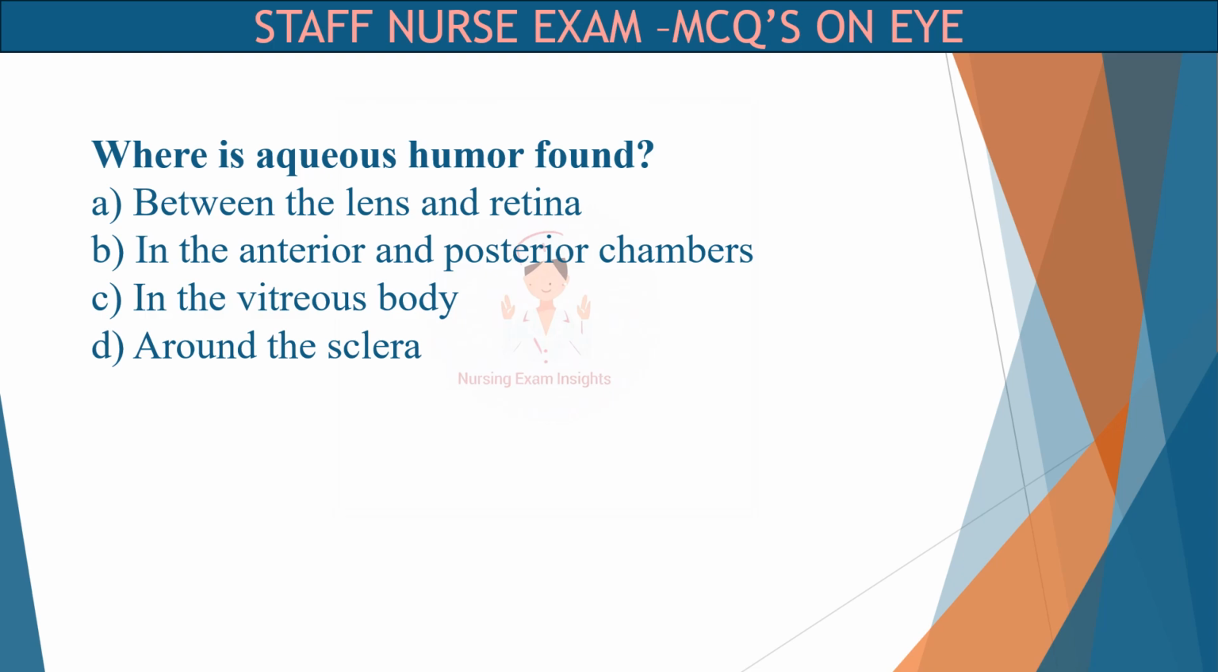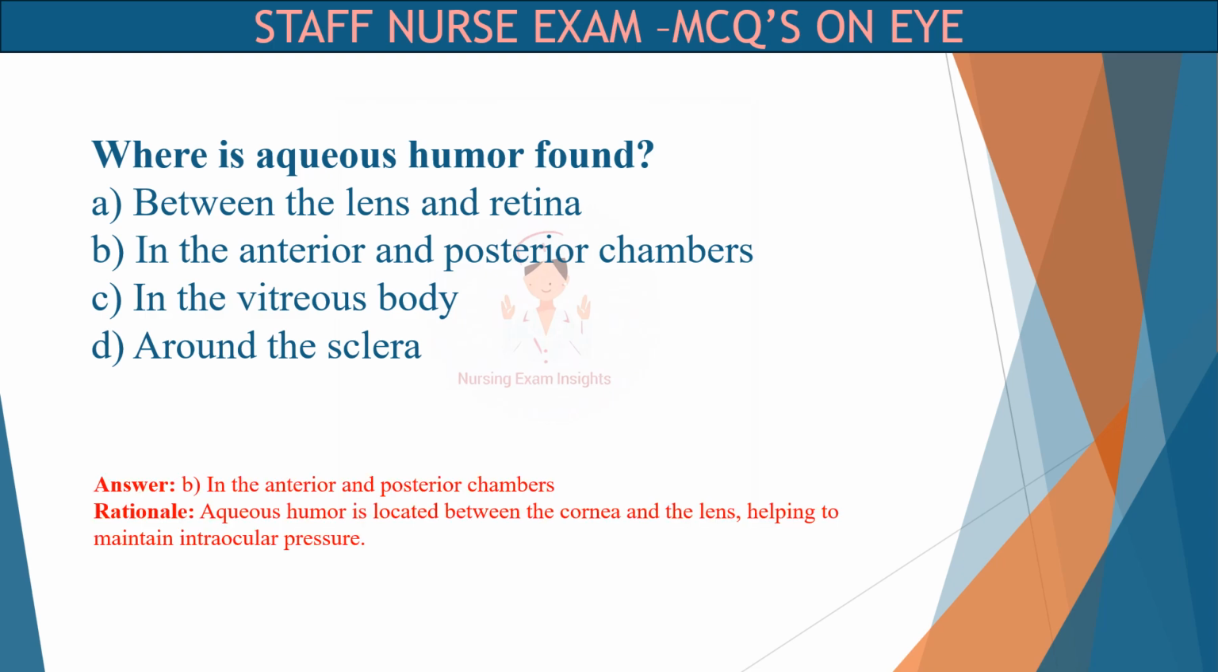Where is aqueous humor found? A. Between the lens and retina. B. In the anterior and posterior chambers. C. In the vitreous body. D. Around the sclera. The right answer is B. In the anterior and posterior chamber.